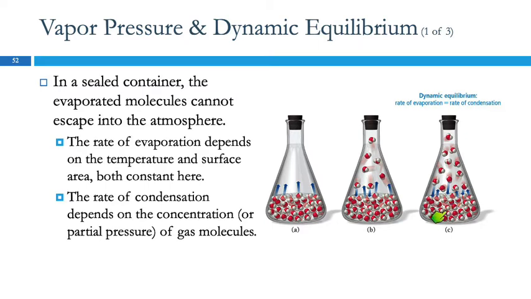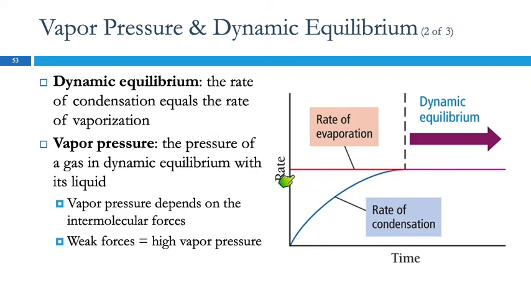If these particles are held very loosely, what happens to the rate of evaporation? Something with weak intermolecular forces is going to evaporate quickly, right? Something with strong intermolecular forces is going to evaporate slowly. So if we have fast evaporation, we're going to end up with more particles up there, a greater pressure. So here, this rate, if you have weak intermolecular forces, the rate might be up here. If you have strong intermolecular forces, it's going to be lower. So the strength of the intermolecular forces are going to affect the vapor pressure.